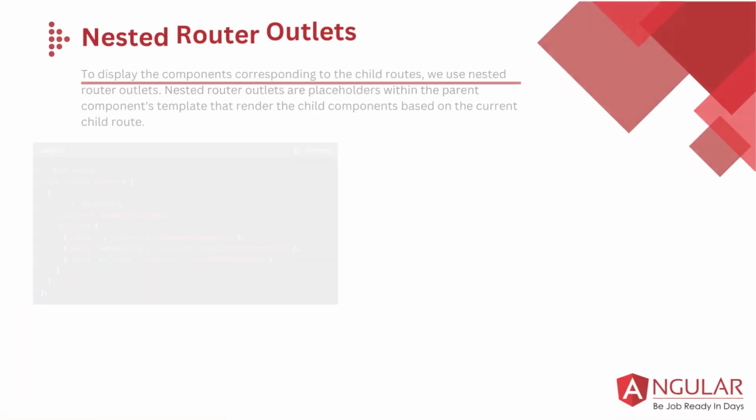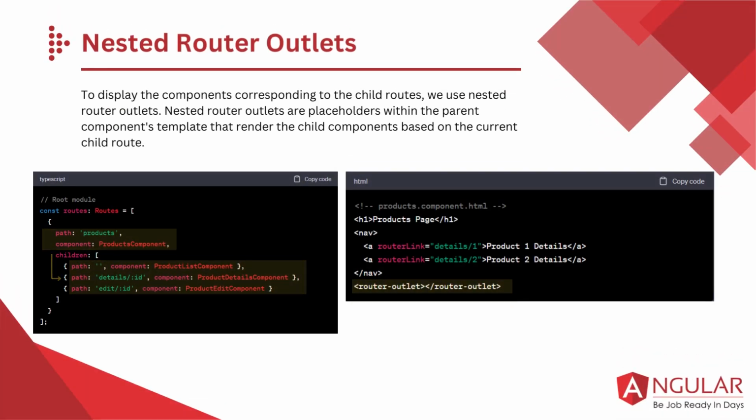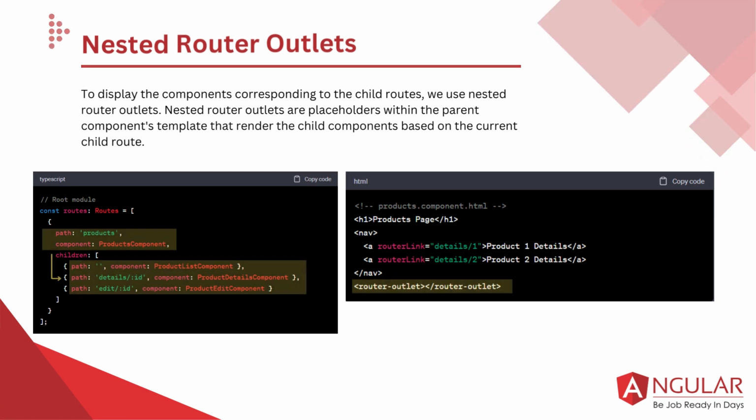2. Nested router outlets. To display the components corresponding to the child routes, we use nested router outlets. Nested router outlets are placeholders within the parent component's template that render the child components based on the current child route. In the above example, the products.component.html has a nested router outlet, where the child components, product list component, product details component, and product edit component will be rendered based on the child route activated.